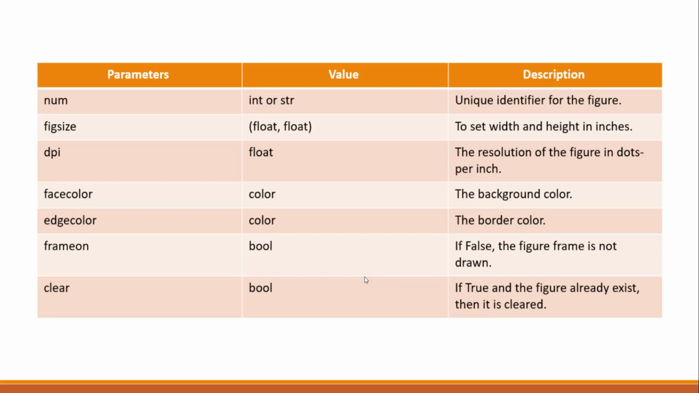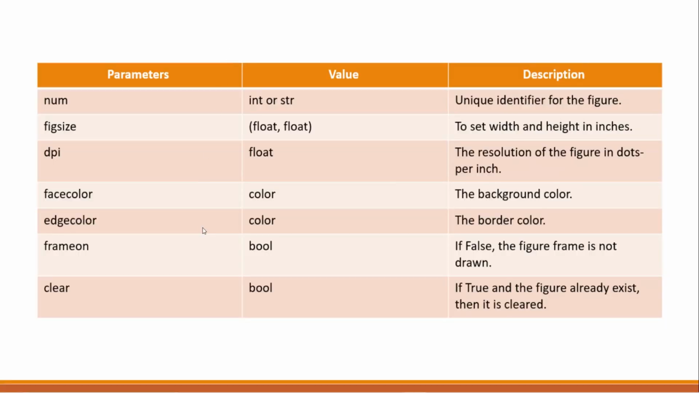The next one is frame on. It takes value as boolean, which means either true or false. If we specify a false value, the figure frame is not drawn. And the last one is clear. It also takes value as a boolean. If we set it to true, the figure that already exists is cleared out.